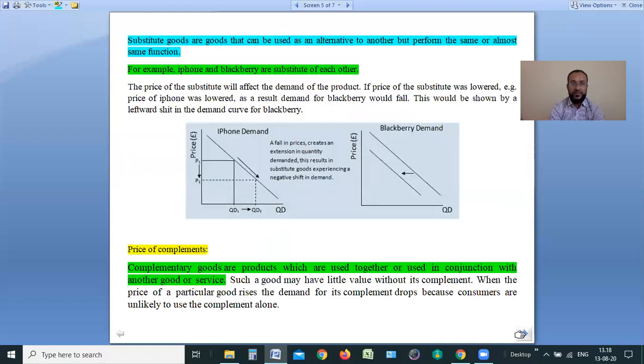Now, price of the substitutes. So what are the substitutes? Substitute goods are goods that can be used as an alternative to another but perform the same or almost the same function. For example, iPhone and BlackBerry are substitutes of each other. The price of a substitute will affect the demand of the product.